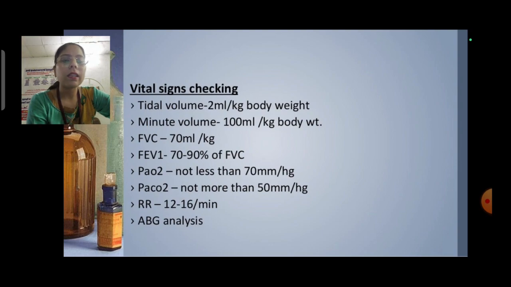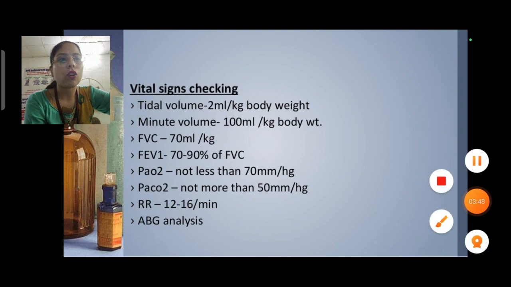Vital signs checking, we will look for the vital signs like tidal volume. The normal value of tidal volume is 2 milliliter per kg body weight. Minute volume is 100 ml per kg body weight. FVC, forced vital capacity, is 70 ml per kg. FEV1, forced expiratory volume in 1 second, is 70 to 90% of FVC.